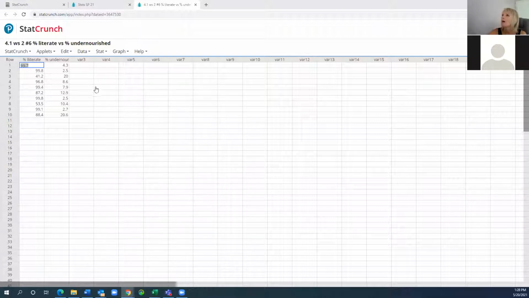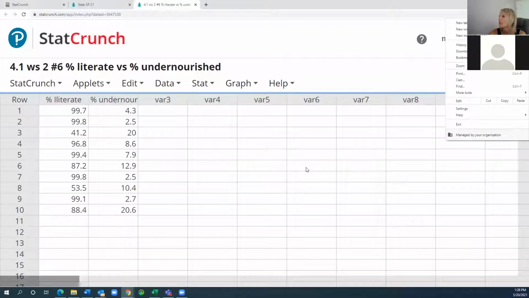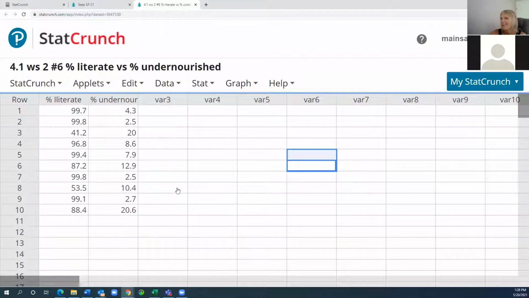So let me see if I can zoom this. Also, I'm sorry if you can hear my dog snoring in the back. She's sleeping behind my computer. Oh, nope, I can't. That's too funny. Okay, I made the data bigger here.